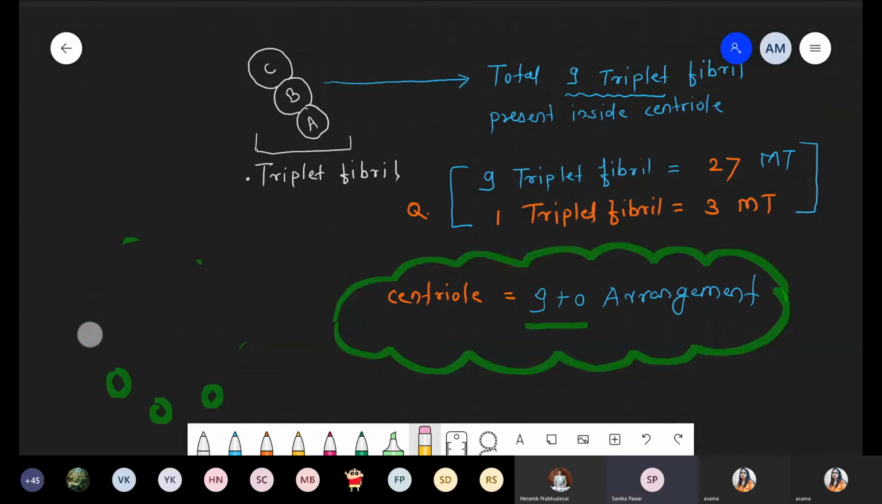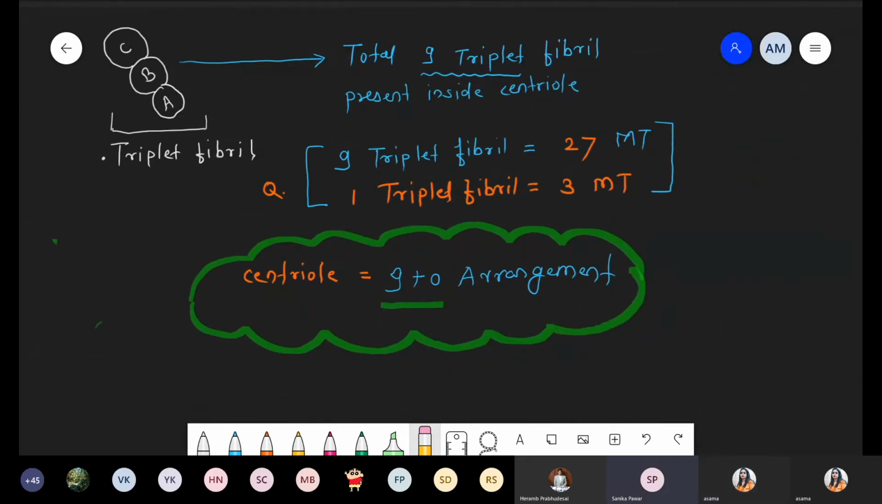When these 9 triplet fibrils are arranged, they will also be along the circumference. Actually, whatever we are talking about, just see the diagram. You will get the arrangement, exactly where the A, B, C is situated and how the total 9 fibrils get arranged. So first of all, see the diagram, and ultimately you can understand. Got it? Okay, chalo.